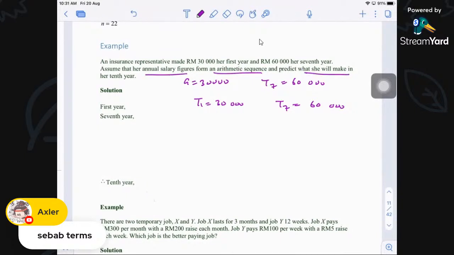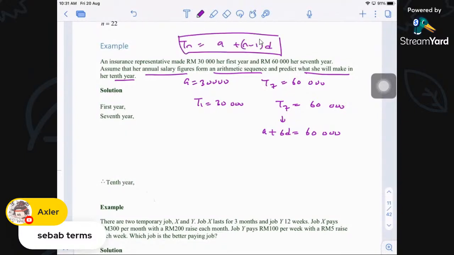Predict what she will make in her 10th year. Before I can predict that, I must find out what D is. Yes or not? So T7 I can change to formula form: A plus 6D equals 60,000. Make sure you all know the formula: Tn equals A plus n minus 1 D. The formula will not be given, so you must know. Clear?